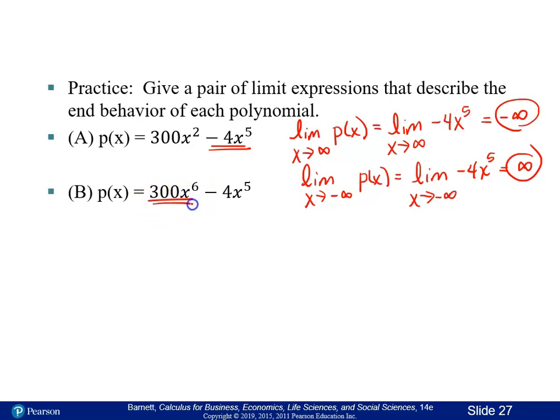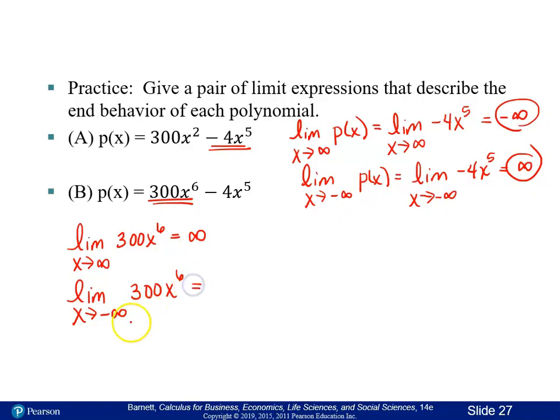Looking at part B, this is going to end up being my dominant term. So the limit as x goes to positive infinity of the 300x to the sixth is just going to be positive infinity. And the limit as x goes to negative infinity? On this one, I'm putting a large number in the negative direction, something like negative 1,000,000 in here, but it's getting raised to an even power. So if it's getting raised to an even power, that negative is gone. So this is going to go to positive infinity as well.